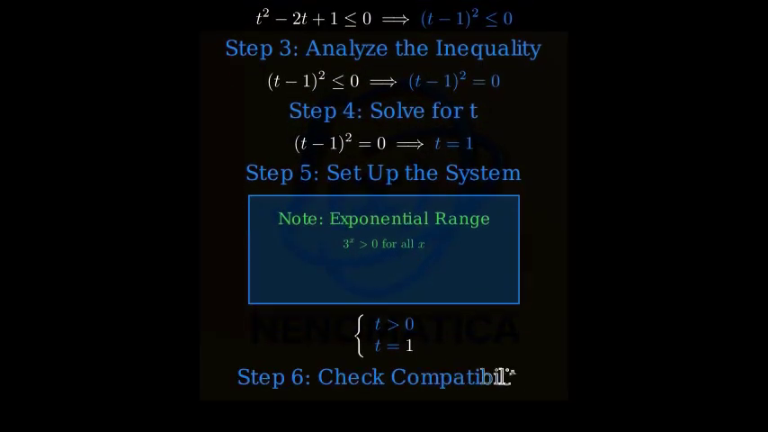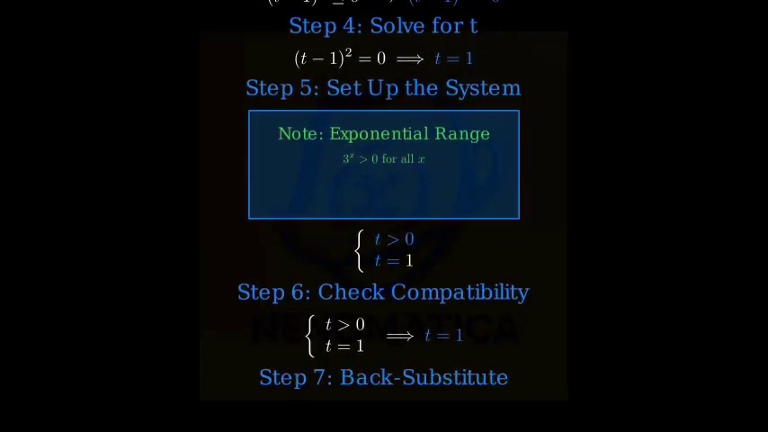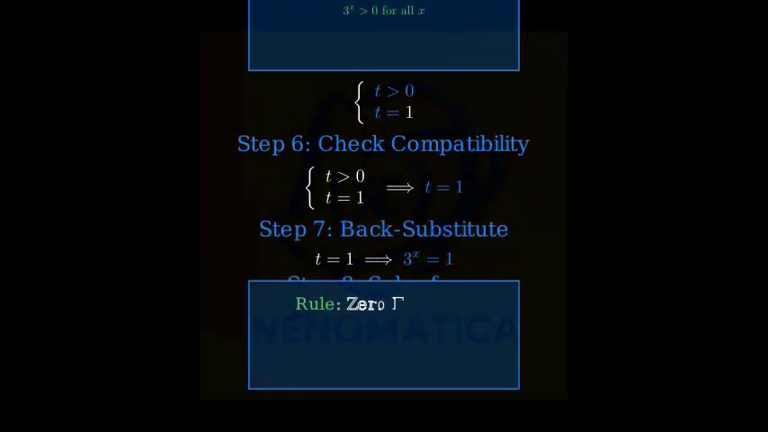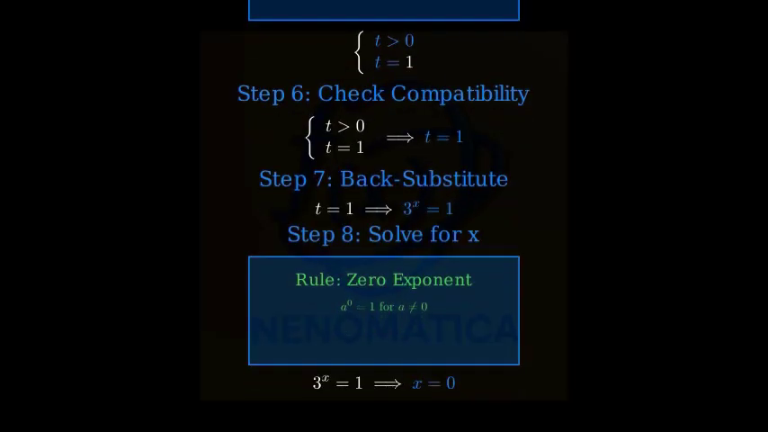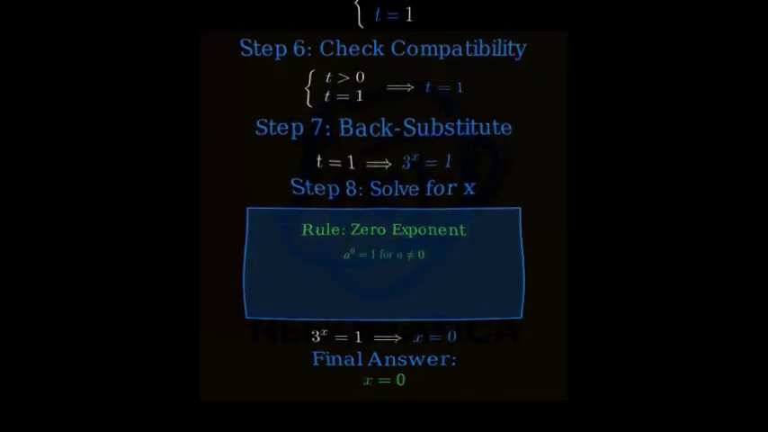Step 6. Let's check if our system is compatible. Since 1 is greater than 0, the condition t is greater than 0 is satisfied when t equals 1. So our solution for t is t equals 1. Step 7. Now we need to back substitute to find x. Since t equals 3 to the power x and t equals 1, we have 3 to the power x equals 1. Step 8. Solving for x, we get x equals 0, since any number raised to the power 0 equals 1. Therefore, the solution to our second inequality, 3 to the power x squared minus 2 times 3 to the power x plus 1 is less than or equal to 0, is x equals 0.